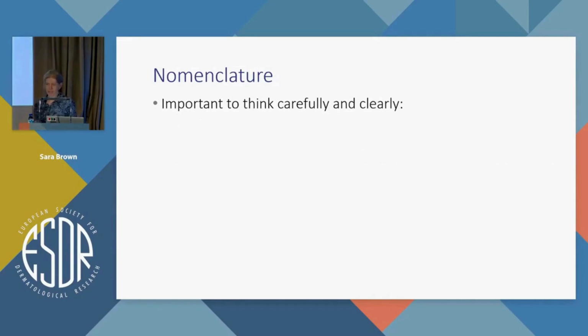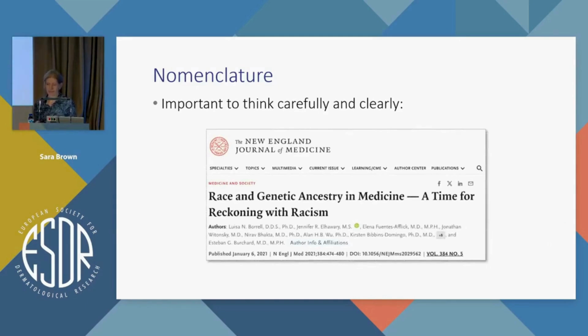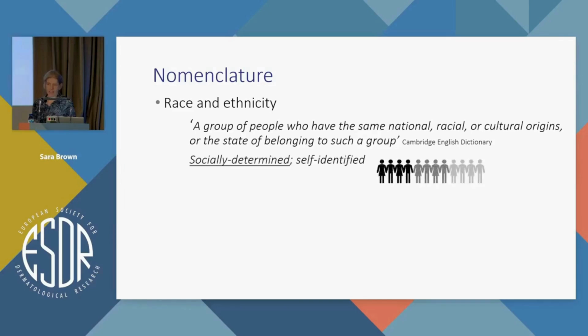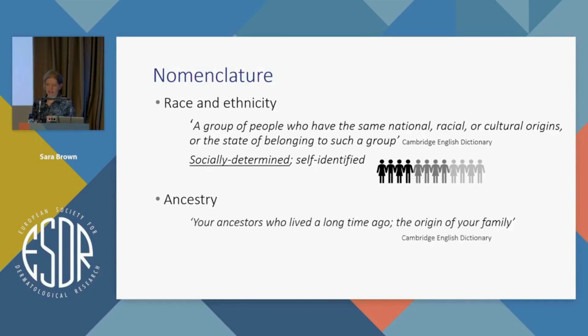So I think it's important to think carefully and clearly about the difference between race and genetics, to avoid any kind of confusion or upset that borders on racism. So race and ethnicity can be defined in the Cambridge English Dictionary. As you read here, it's a group of people who have these things that link them together, a state of belonging in a group. And it's socially determined and self-identified to a certain extent. We do ask people what race or ethnicity do you identify with. And then if you compare that with ancestry, again, this is the Cambridge English Dictionary definition, not necessarily useful in the context today, but the important thing about ancestry, it's genetically determined. So you can't choose your ancestry, it's something that you inherit from your parents, not socially determined.